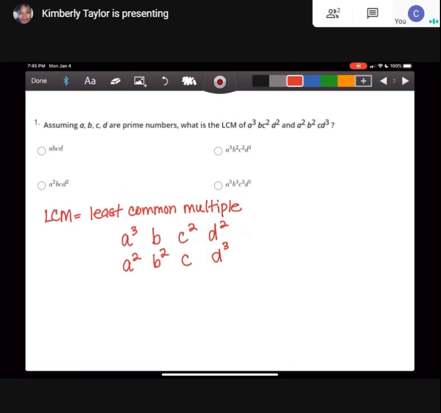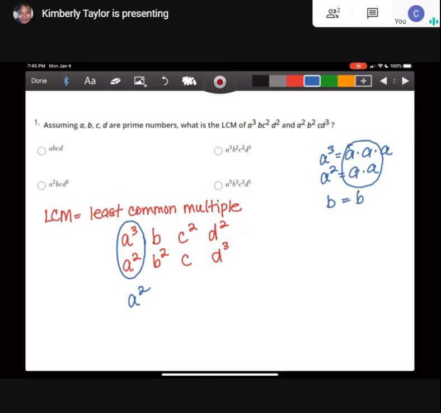So they want to know what's the smallest thing that they have in common. So let's look at each one of the variables. Let's look at the A's. What do they have in common? So A cubed means A times A times A. A squared means A times A. So they both have two A's. This has two, that has two. So this is going to be A squared. So let's look at the B. B has one B. B squared has two B's. So they both have one B. So let's say that's going to be a B.